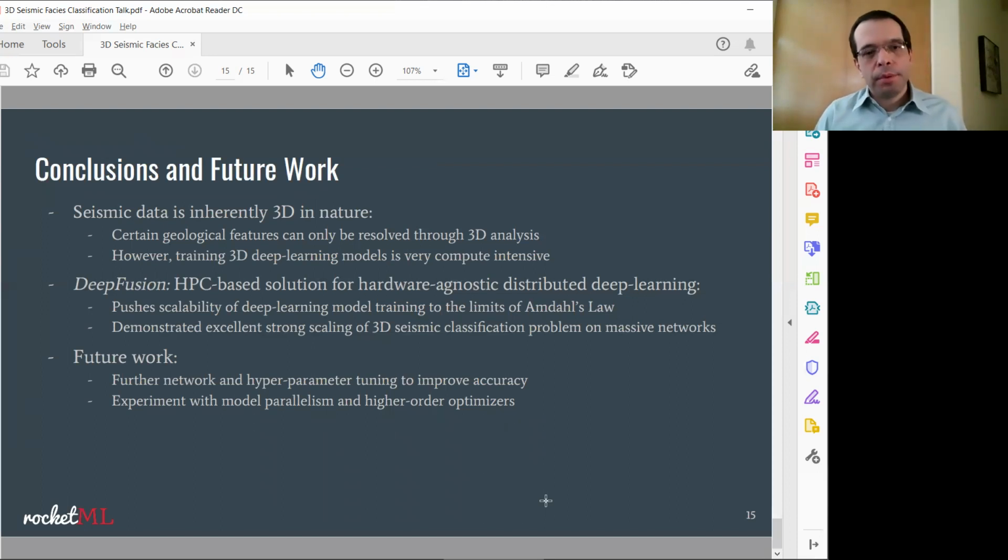So in terms of future steps, we want to further tune not only the hyperparameters, but network parameters and network architecture, and hopefully further increase the accuracy on the test data, and also experiment with different parallelism strategies like model parallelism and higher order optimization methods.